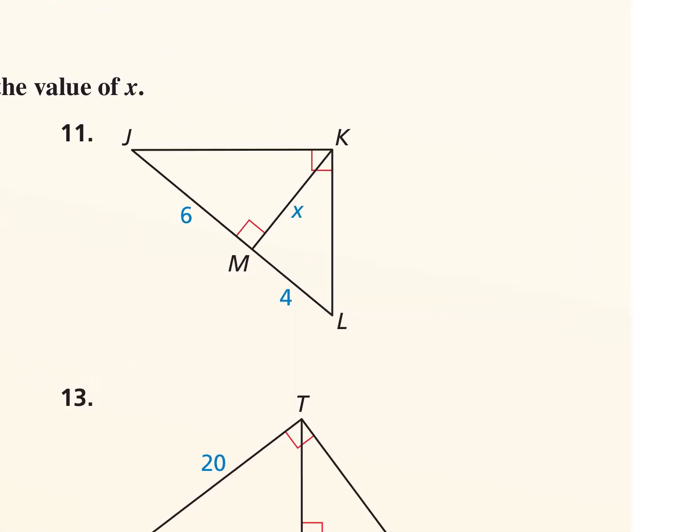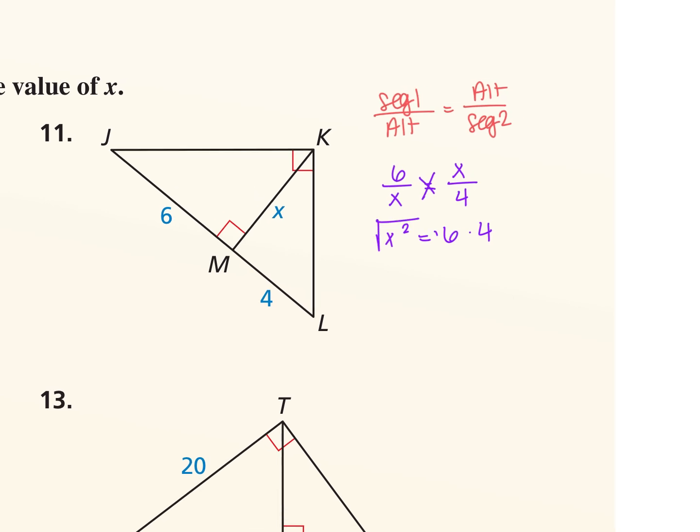So looking at this one, I am trying to find my altitude. So I'm going to use the rule with altitude. I have segment 1 over my altitude equals my altitude over segment 2. Doesn't matter which segment you're using first. So I'm just going to do 6 over, I don't know my altitude, equals my altitude over my second segment. I'm then going to cross multiply. I'm going to get x squared equals 6 times 4. Solving for x, I'm going to square root.